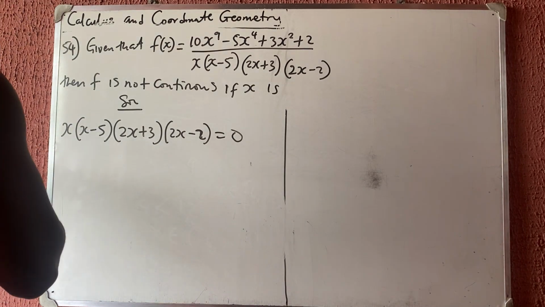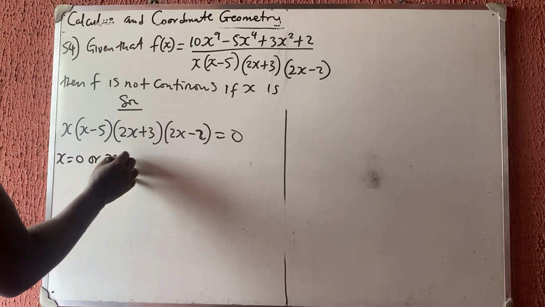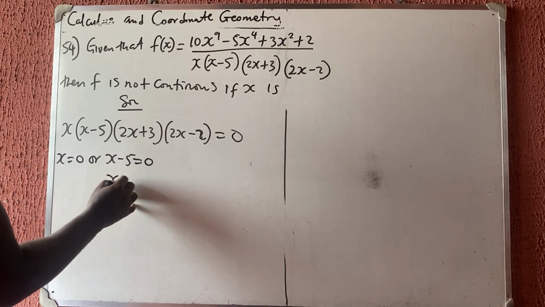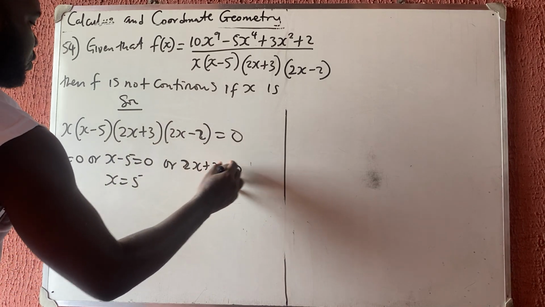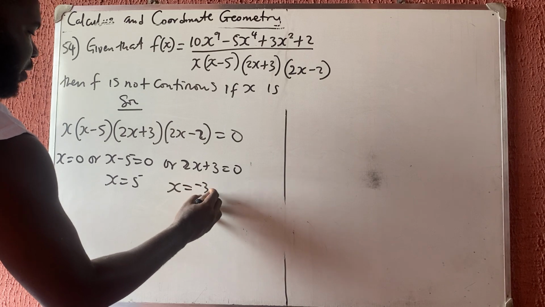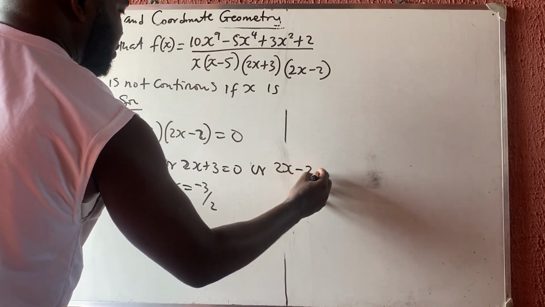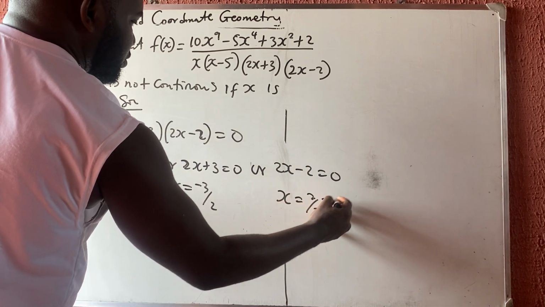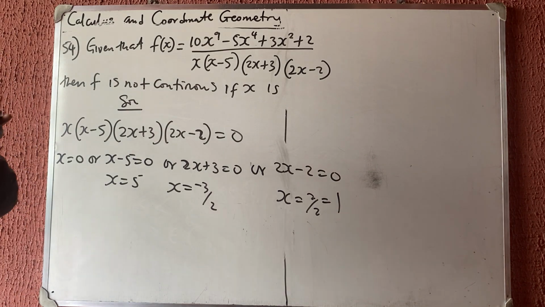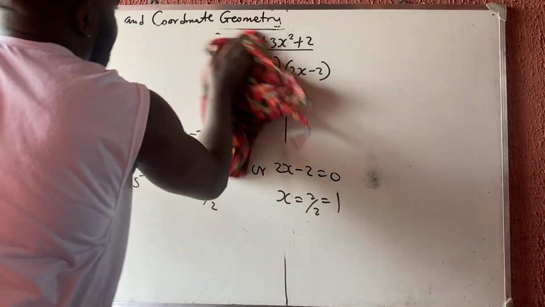All right. So what does it mean? This means that x is equal to 0, or x minus 5 is equal to 0, which shows that x is 5, or 2x plus 3 is equal to 0, which shows that x is equal to minus 3 over 2, or 2x minus 2 is equal to 0, which shows that x is equal to 2 over 2, and 2 over 2 is 1. So check any of these, and that is the answer. According to the options here, option C is correct. So go to question number 55.